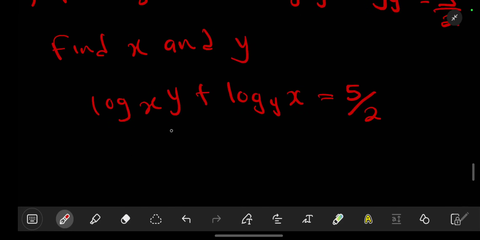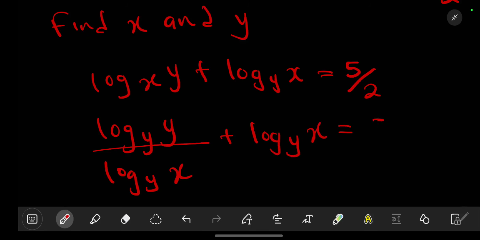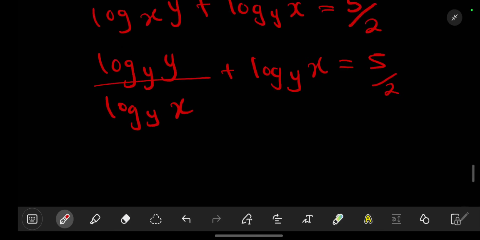Let's convert to the same base. So this is base y, so we should also have y here. So let's do that. We are going to say the log of base y, the outside number, over the log of y, the inside number, plus the log of x base y should be equal to 5 over 2, like that.